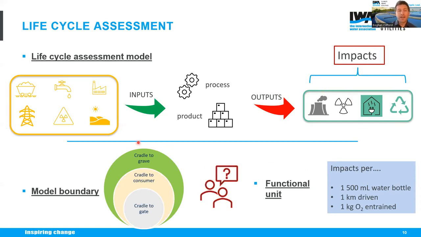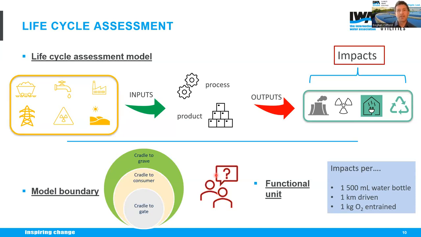One of the key aspects when you look at a life cycle assessment model is what the actual model boundary is going to be. As I said before, ideally we'll try to look at the entire product life cycle, but this may not be possible. In some cases, you may look at what's called cradle to gate, which is looking at raw materials to the manufacturing facility gate. There might be cradle to consumer, which takes it a step further, looking at the distribution processes. And then you have cradle to grave, which will be the entire life cycle.